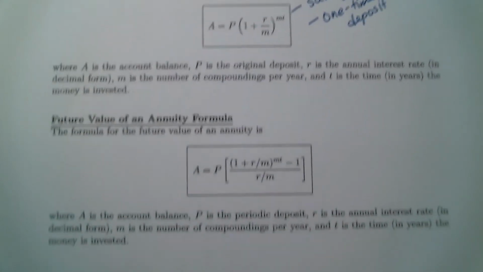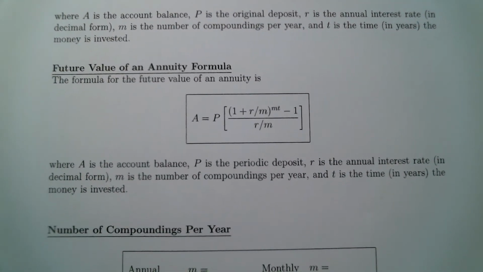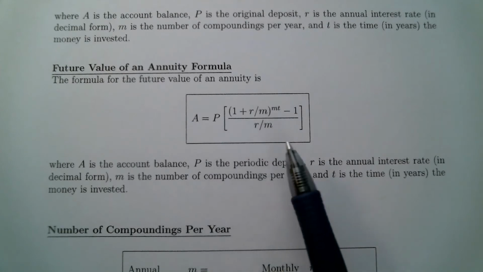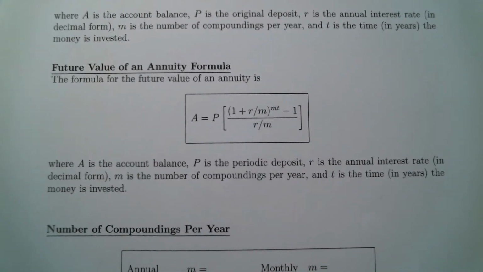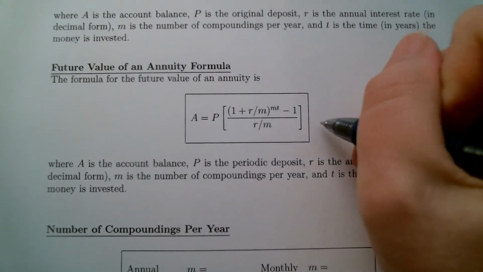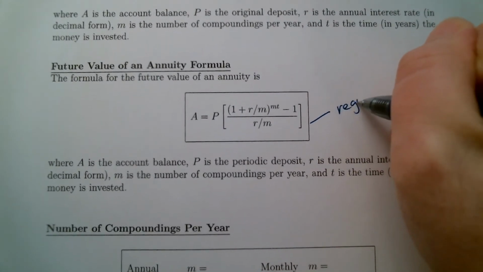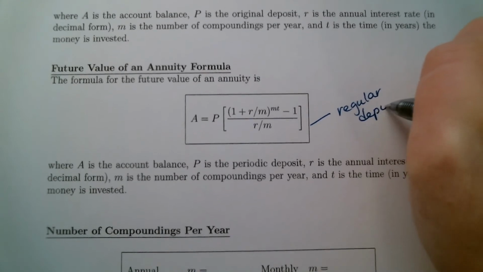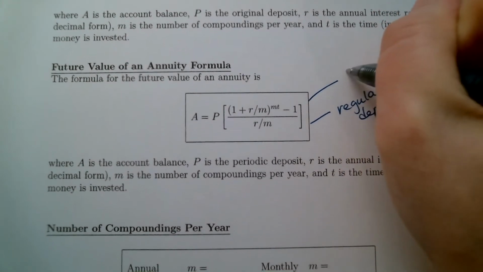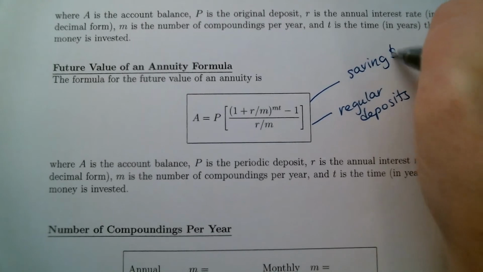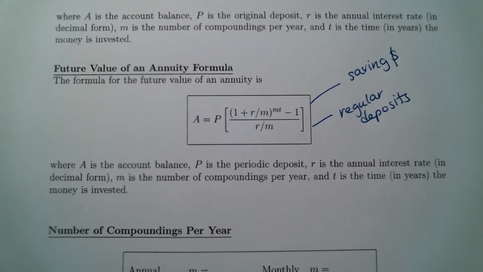As far as the future value of an annuity formula, it has the same variables. It's more complicated at a glance, and that is because, remember, now you're making regular deposits, so the formula accounts for that. You're still going to use this in the context of saving money. For this formula, you will only be using it to save money, and you have to be making regular deposits. The variables mean the same thing.